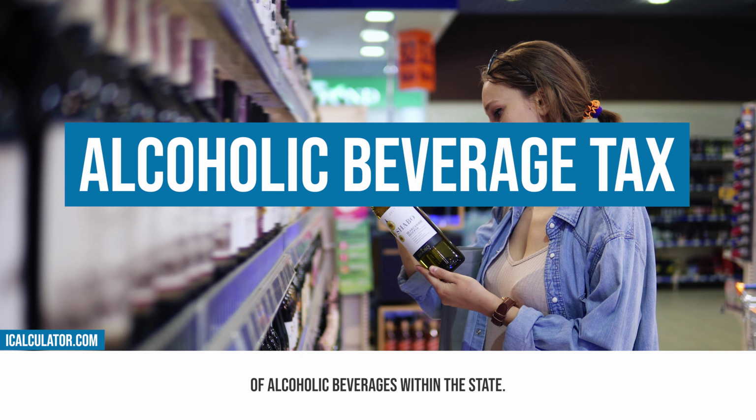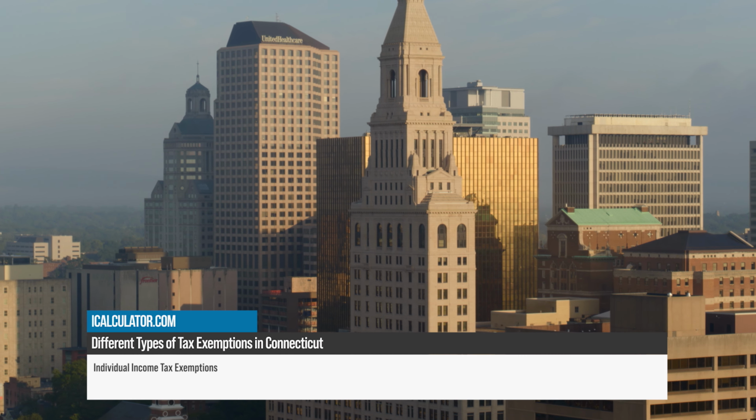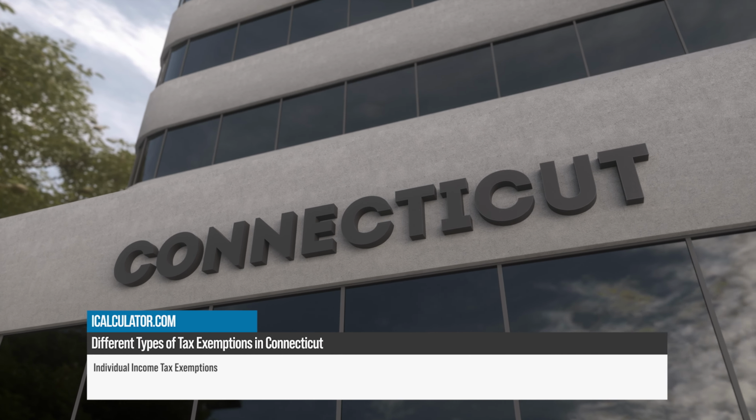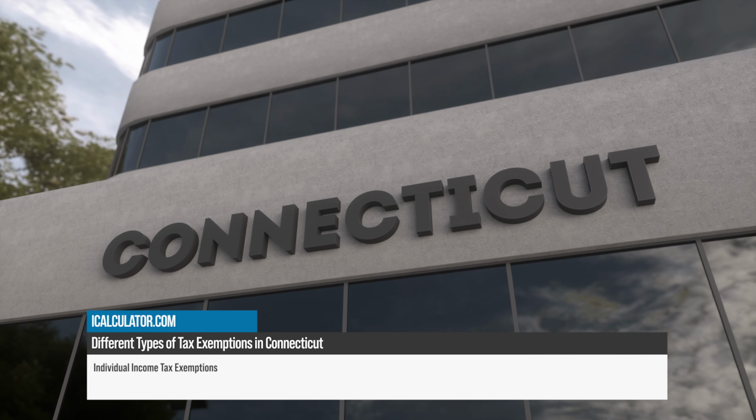Now we have covered the different types of taxes in detail. Let's now take a look at the various tax exemptions available in Connecticut. There are various tax exemptions available in Connecticut, including individual income tax exemptions. Exemptions include a standard deduction, personal and dependent exemptions, and deductions for certain retirement income.